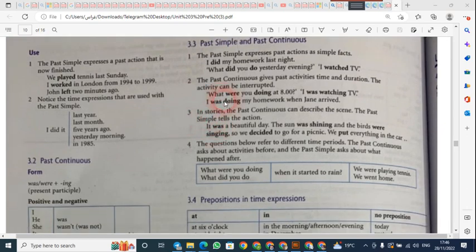Like what were you doing at 8? I was watching TV. ما الذي كنت تفعله في الساعة 8؟ I was watching TV. I was doing my homework when Jane arrived.